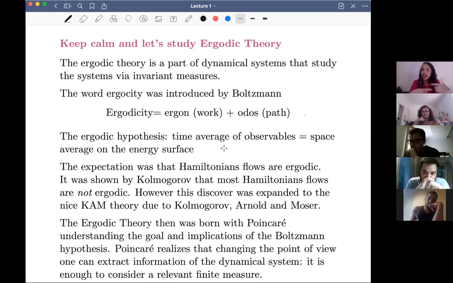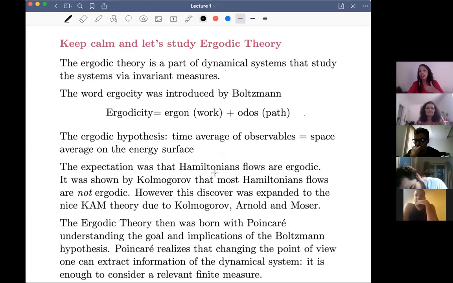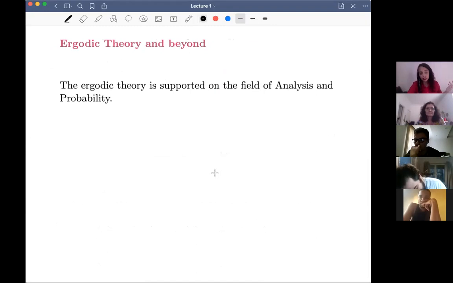So he realized that the idea of getting information for dynamical systems is to change the point of view. So instead of looking with a determinist point of view, let's put a probabilist point of view. Let's not include all the points, but let's include the measure and start to understand the points via this measure. And that was the great idea of Poincaré that led to the birth of ergodic theory. I find it very beautiful.